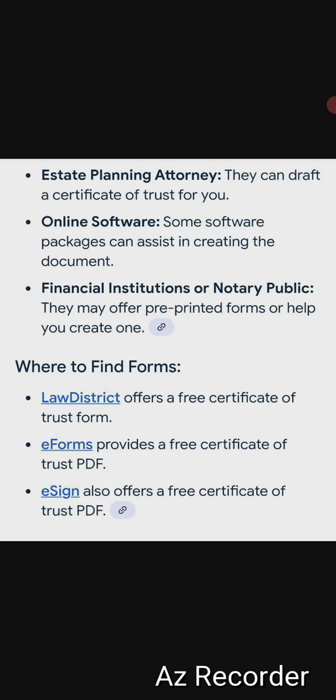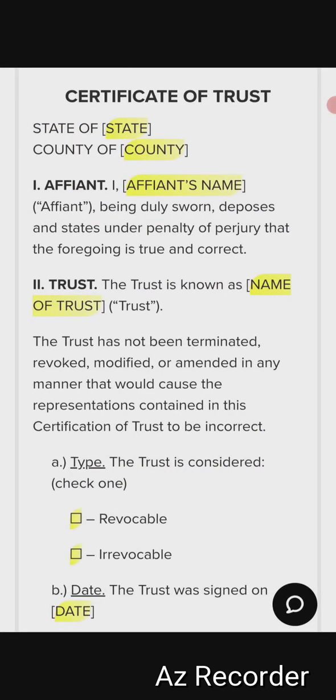Obviously, you can't tap on it on the screen because this is a video, but you can screenshot this, type it into your Google bar, and bam, there you go. You can go to them spots and make that happen and get yourself a certificate. Okay, let us move on. Here is a sample of a certificate of trust. If you want to screenshot it, you can screenshot it.